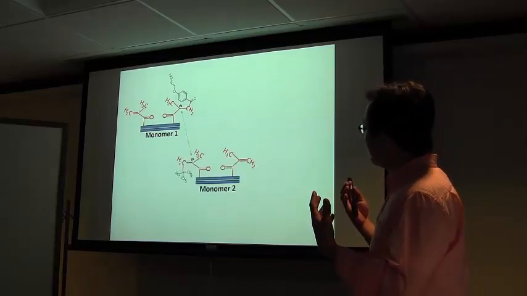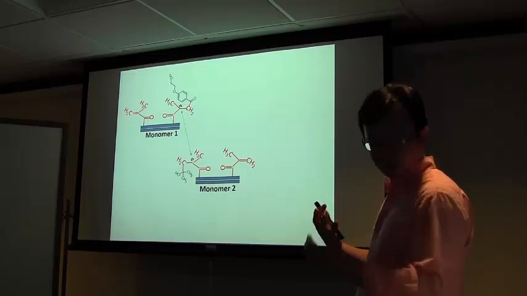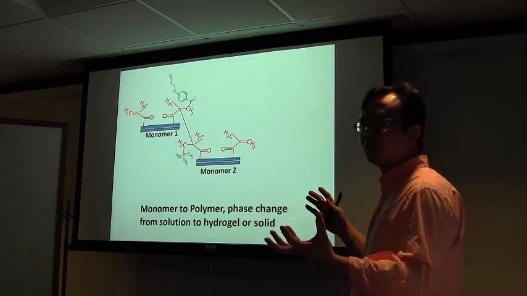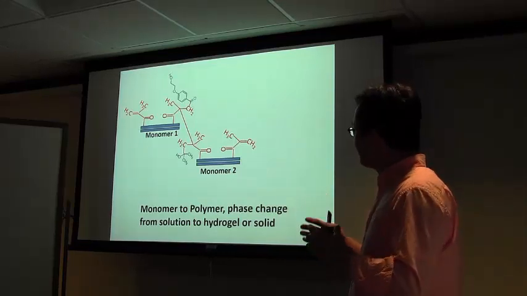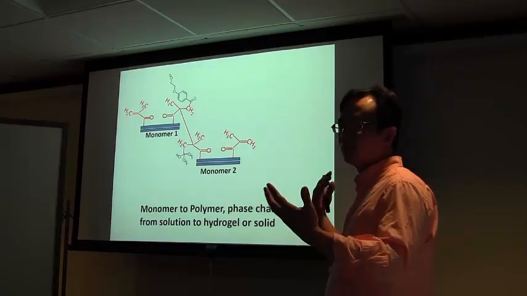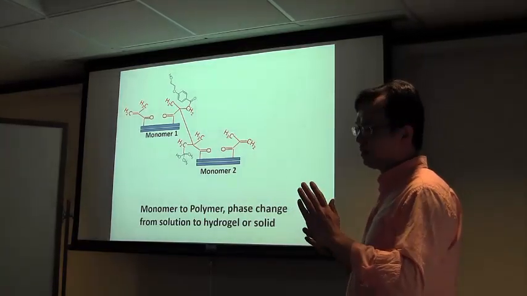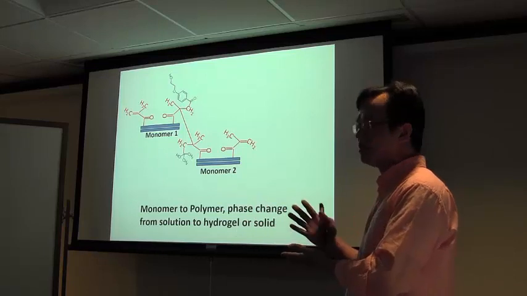So once the two free radicals match each other, they form a new bond here. So then we connect monomer 1 to monomer 2 covalently. You can imagine thousands of molecules binding together to become giant molecules. Then it goes from a liquid to a solid. Let's call it phase transition.